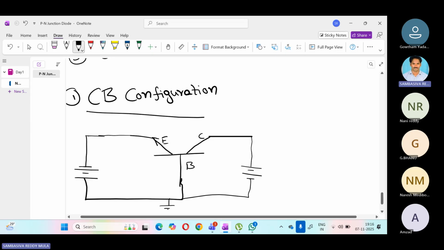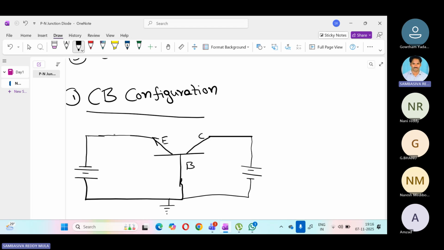So common means the base is connected to ground. So this is a common base configuration of the transistor. In the study, we'll see biasing also. Biasing means connecting an external DC voltage.